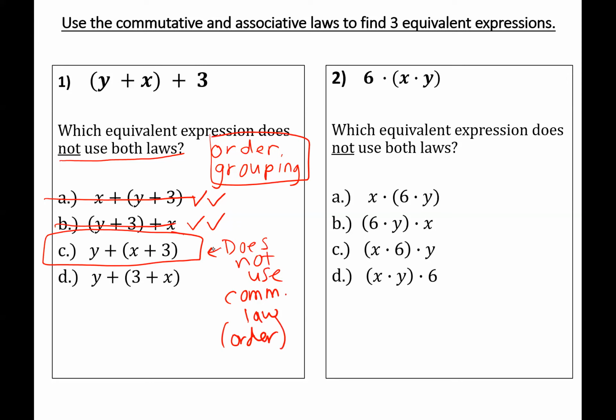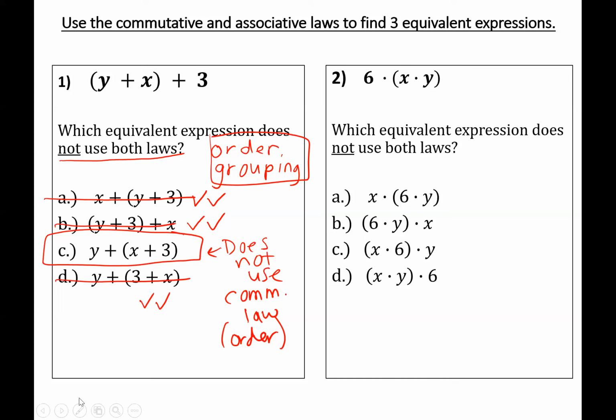They did switch grouping, okay? So instead of y plus x, it's x plus 3 being grouped together, but the order is still the same. Now, just to be sure, choice D, y plus parentheses 3 plus x, the order has been changed in that one and the grouping has as well. So choice C would be our answer there. Okay, tricky stuff, I know.